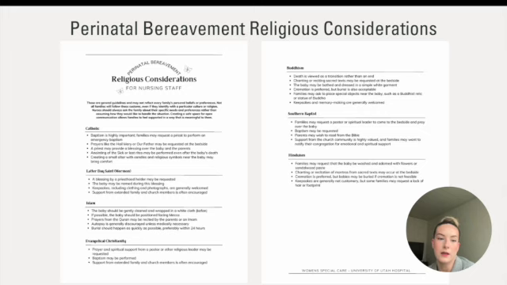And then this is the religious considerations. So I researched the most popular religions in Utah and compiled them together, and then did research on their funeral customs, and if they differ with an infant, and just put them in bullet points on the main things nurses might need to know.